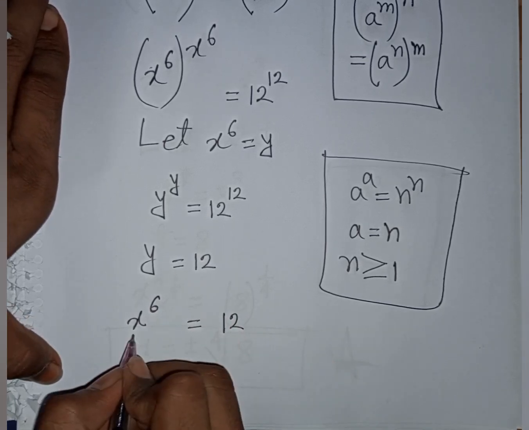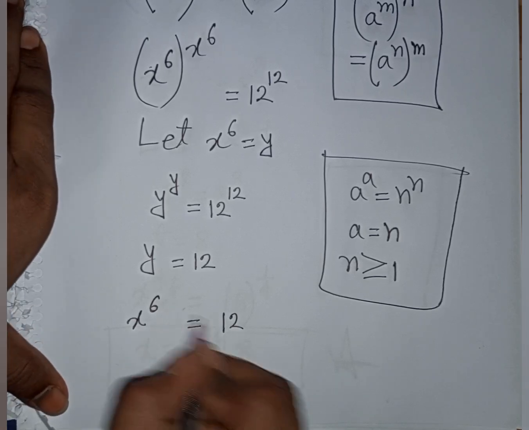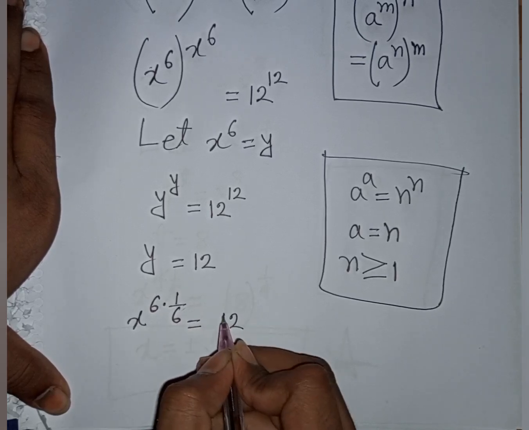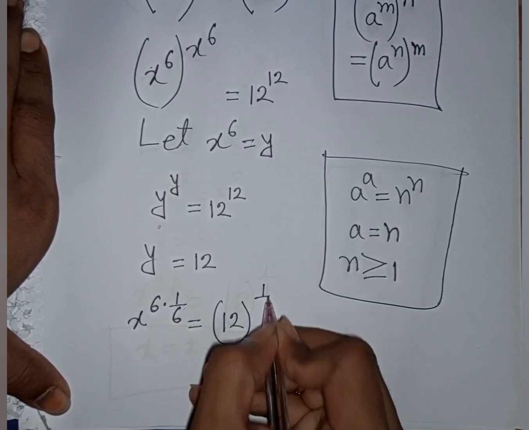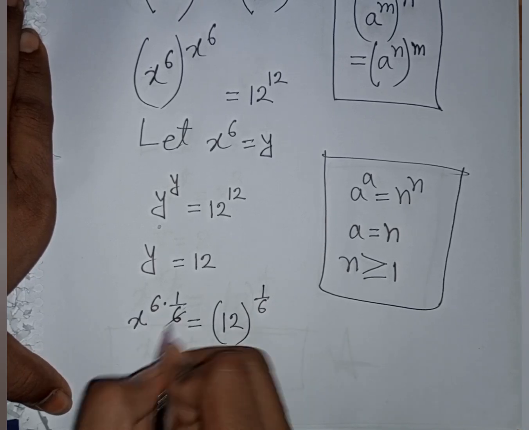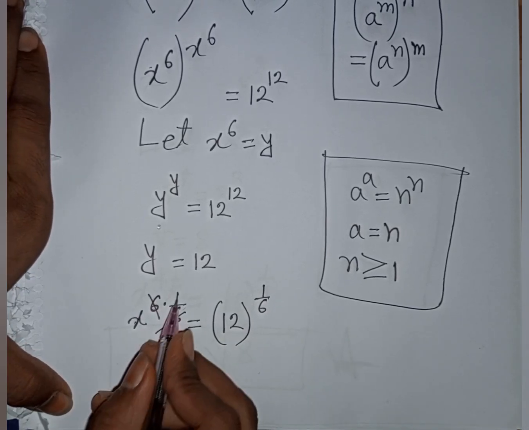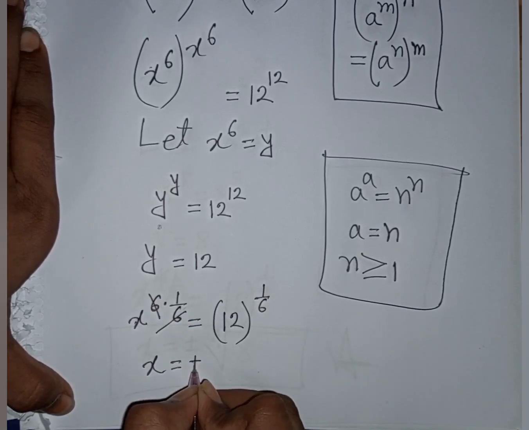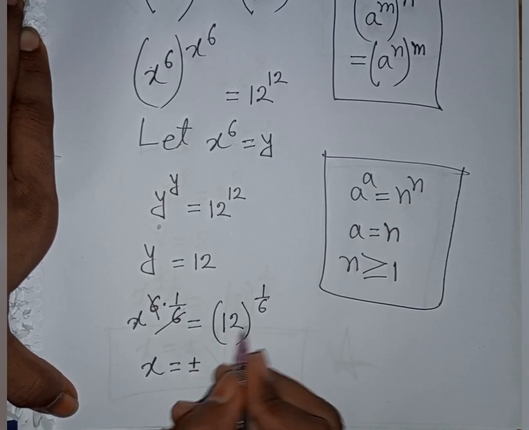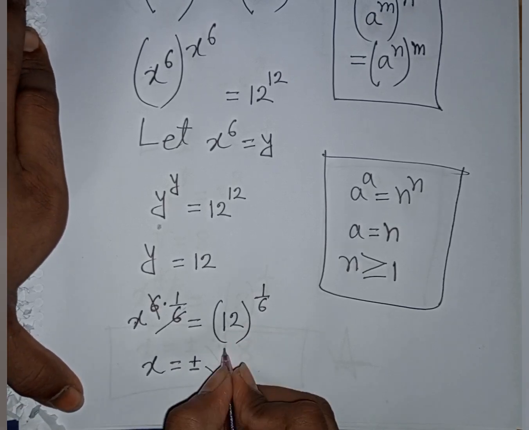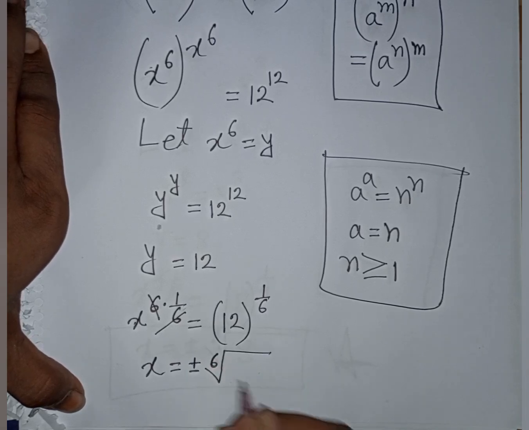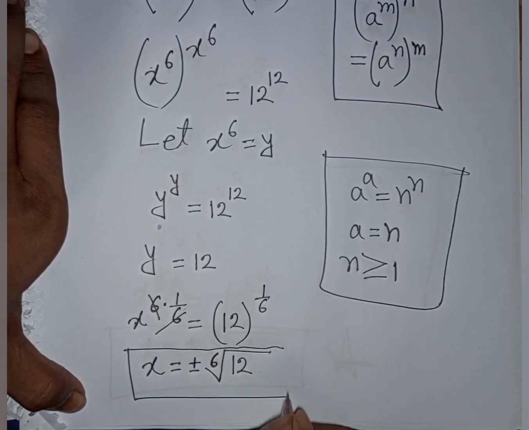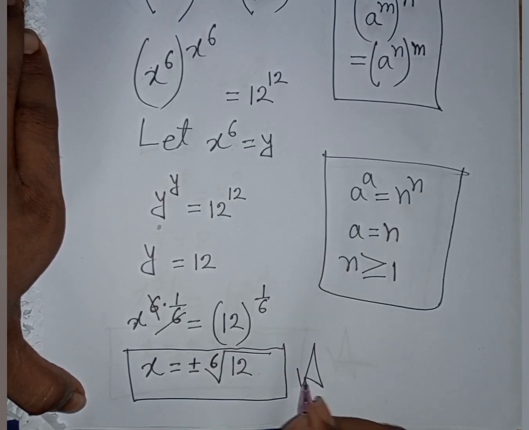Now we need the value of x, so we raise to the power of 1/6 on both sides. Now this will be cancelled. So we have x power 1, which is x, equal to plus or minus 12 power of 1/6, which can be written as the 6th root of 12. So this is the value of x, so this is our final answer.